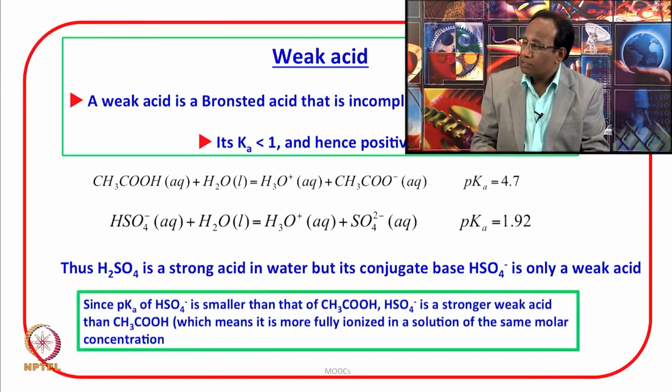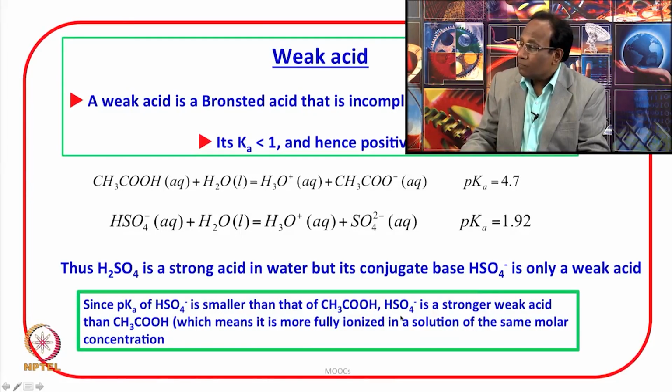Let us look at some of the comments. Since pKa of HSO4 minus is smaller than that of acetic acid, HSO4 minus is a stronger weak acid than acetic acid, and that is what I was saying. This means that HSO4 minus is more fully ionized in a solution at the same molar concentration. In other words, if you take an equimolar solution of HSO4 minus and acetic acid, then the ionization will be more in HSO4 minus compared to that in acetic acid.